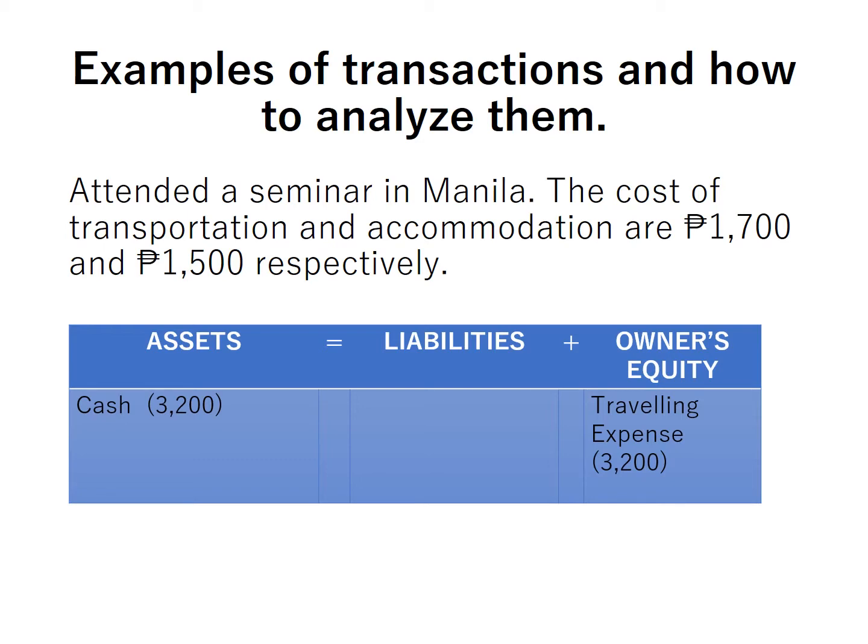What is the effect of the transaction to traveling expense? Traveling expense is increased. So any increase in traveling expense will decrease owner's equity. That is why we have a negative amount, 3,200, for traveling expense.